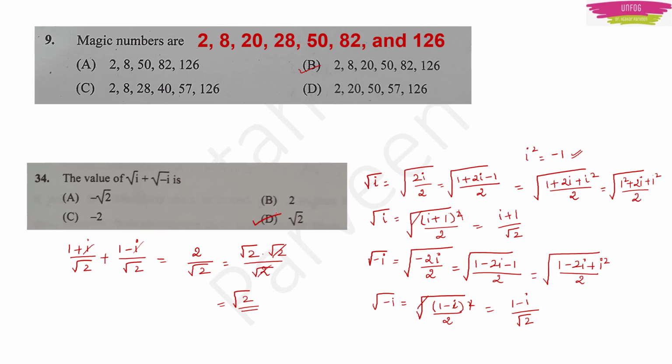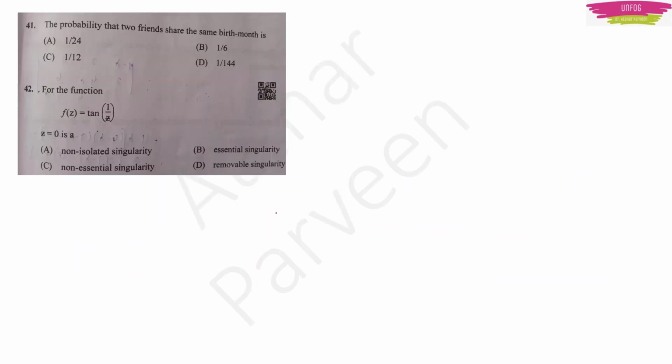Now moving to the next part of the question paper. We will start with question number 41. The question is: the probability that 2 friends share the same birth month is. So for this you have to first understand what the favorable outcomes are. Means how many months are there? There are 12 months, right? So they are the favorable outcomes.